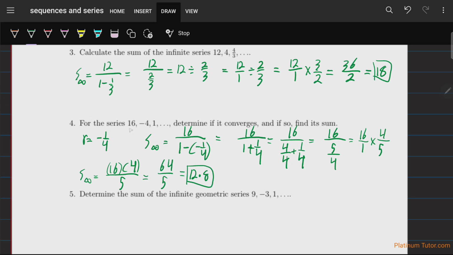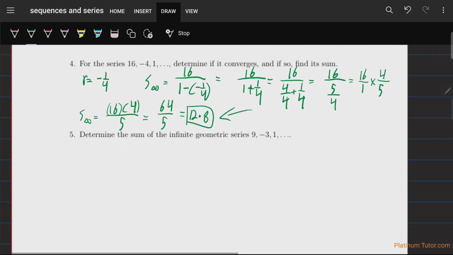Okay, and this is again pretty interesting. We're summing up infinitely many terms, positive and negative, and it comes out to a finite value. Okay, let's look at the next one.